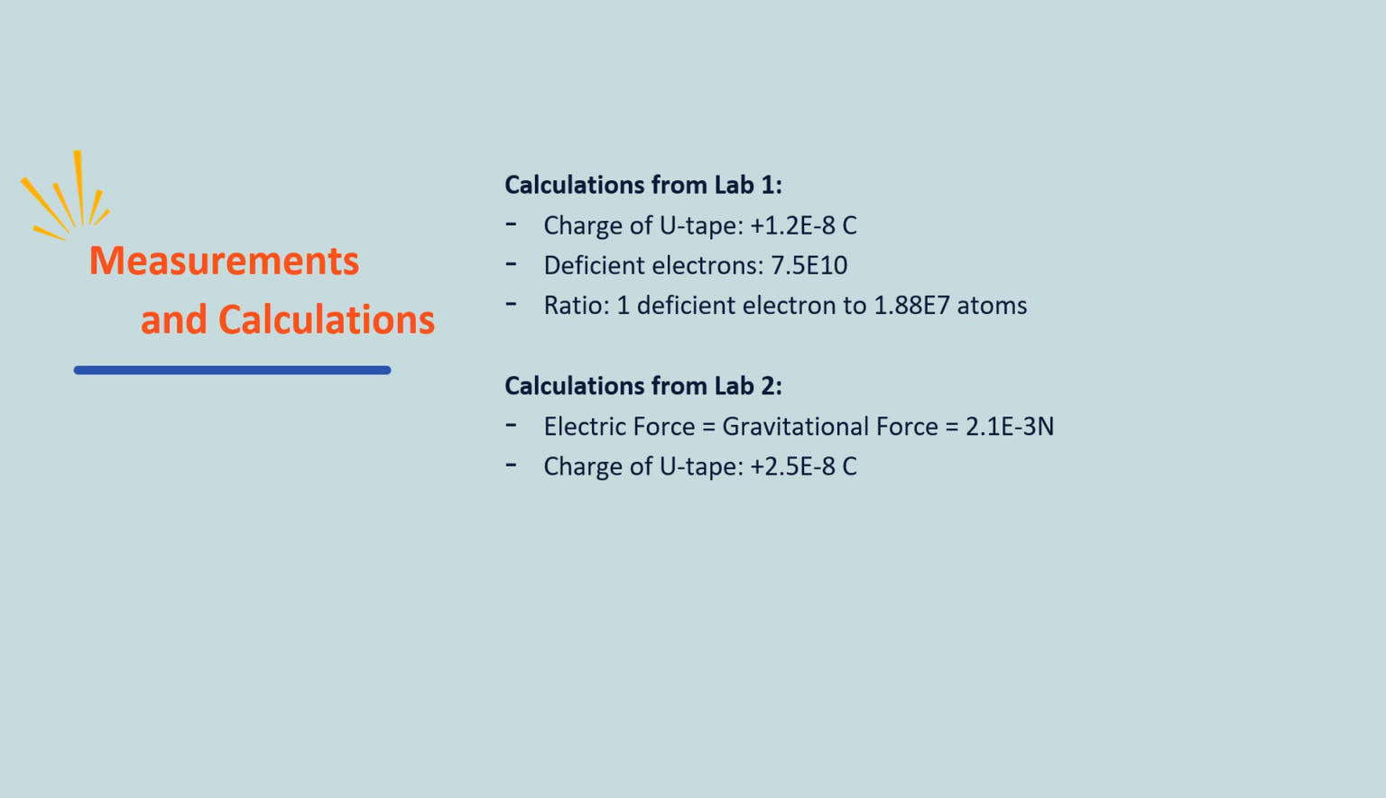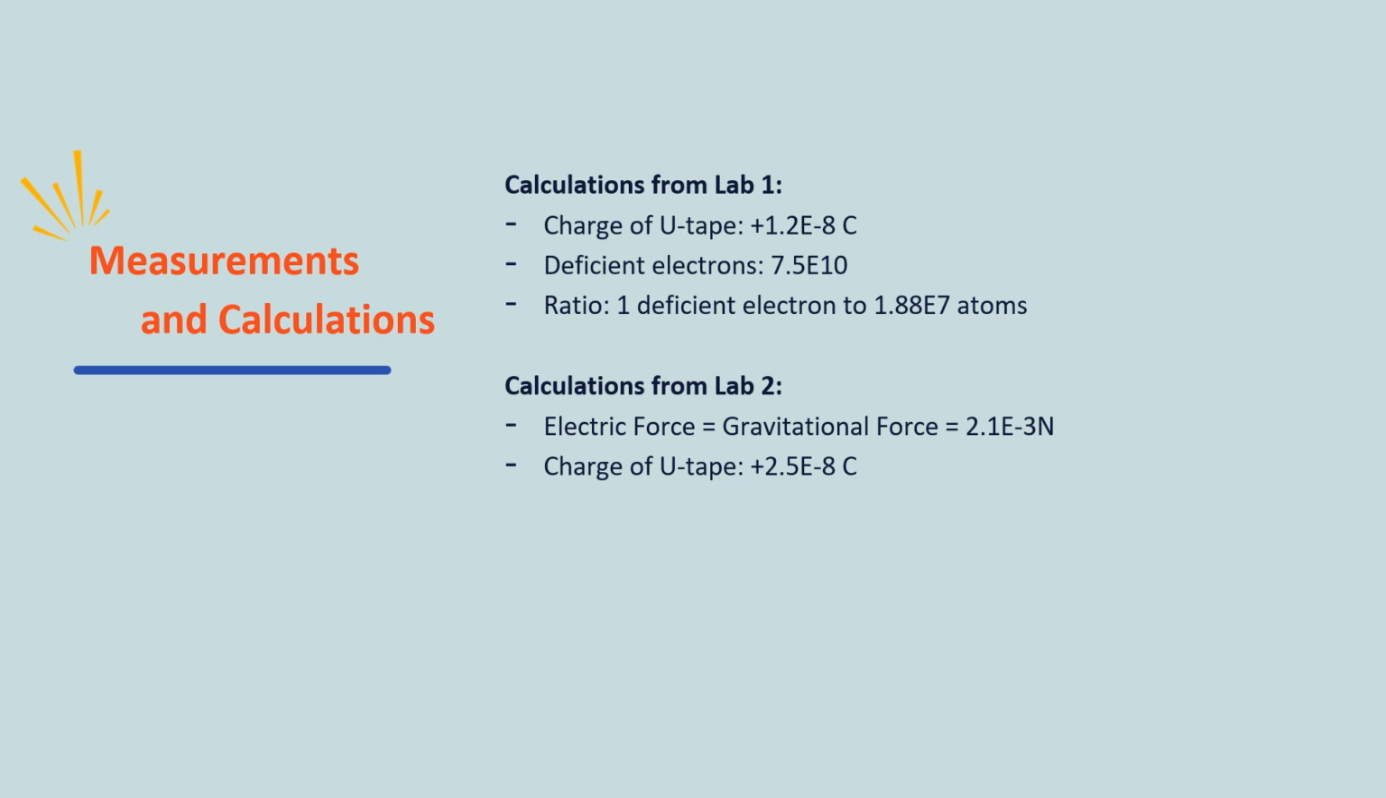Now let's quickly recap the results of Lab 1. The charge of the U-tape was positive 1.2 e to the negative 8 coulombs. There were 7.5 e to the 10 deficient electrons, and the ratio of deficient electrons to atoms was 1.88 e to the 7. Here are the results from Lab 2.